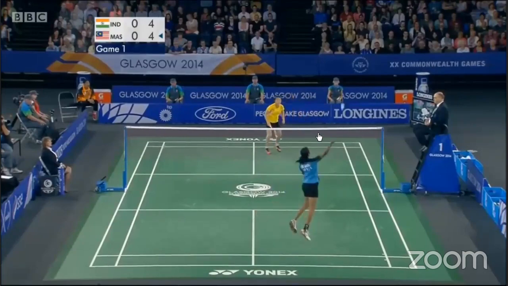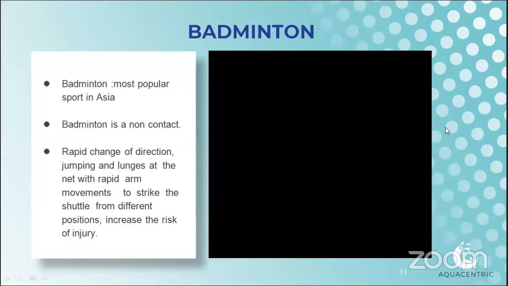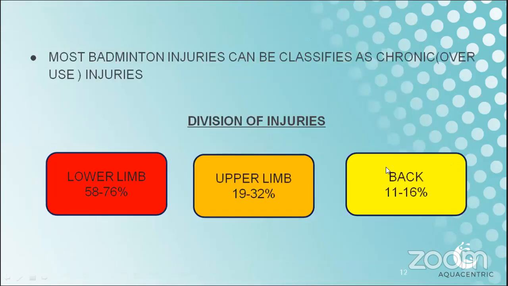I want you all to carefully observe the repetitive movements of the limb and the kind of play badminton is. Yes, this is just a highlight of what I said previously. 58 to 76% in lower limb, 19 to 32% in upper limb, and 11 to 16% in the back. And we'll understand why the back and your core are among the most important segments in any racket sport.